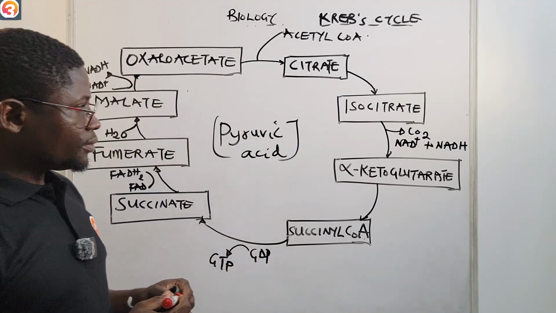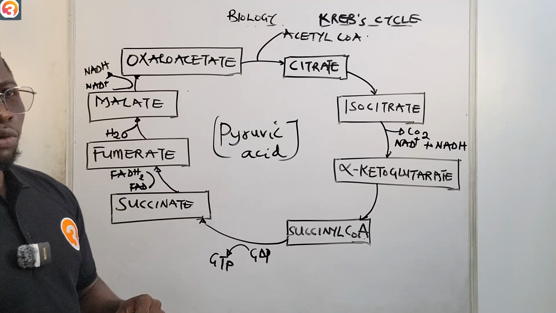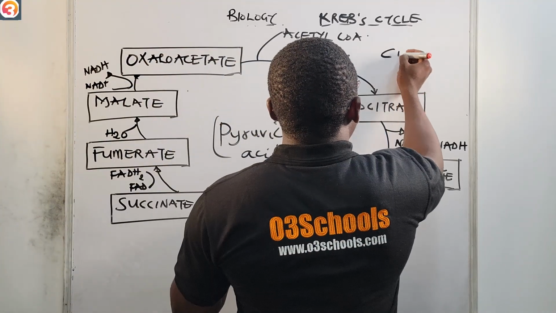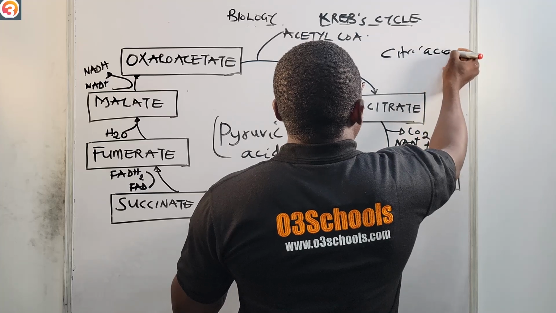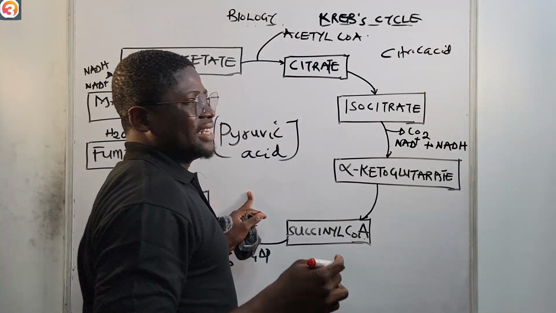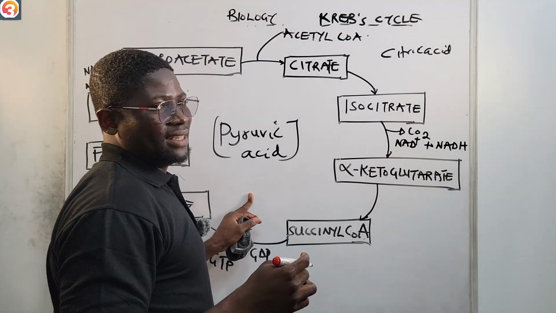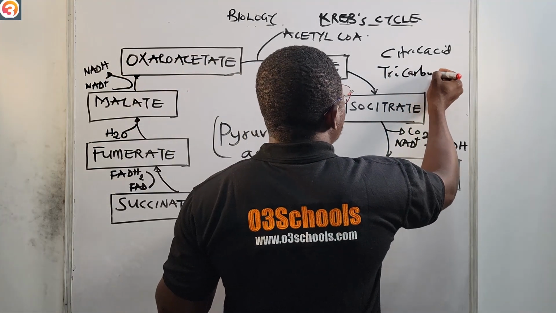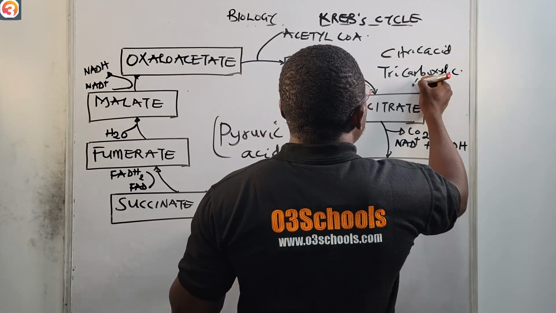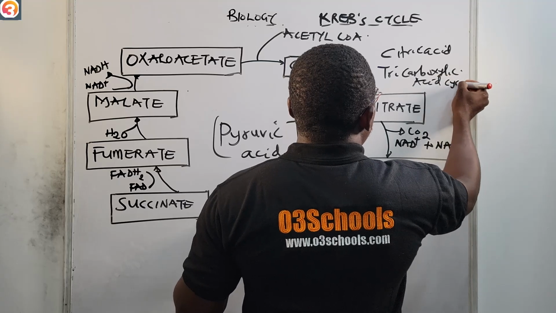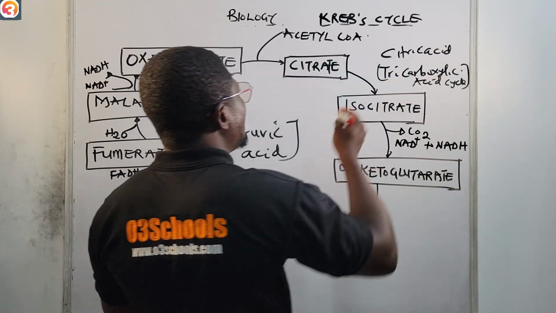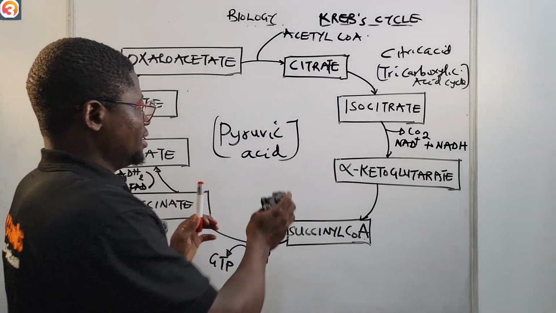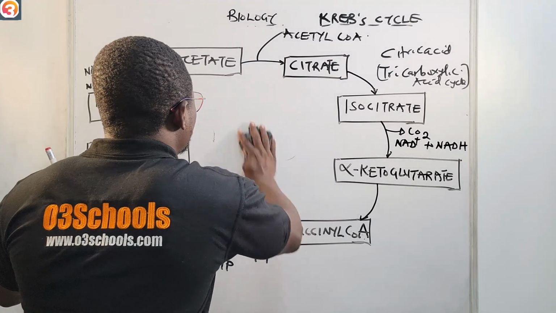Now, this Krebs cycle is also called the citric acid cycle. Citric, C-I-T-R-I-C, citric acid cycle. It is also called the tricarboxylic acid cycle. So it's called the citric acid cycle, and it's also called the tricarboxylic acid cycle. Please take note of them.